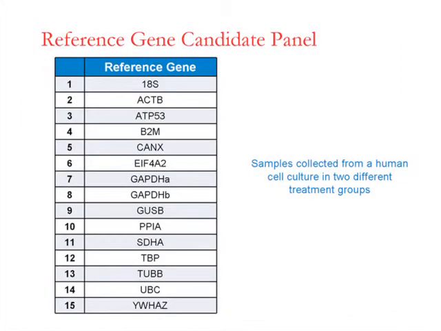Here is a list of reference gene candidates that were evaluated during a workshop that Sigma arranged together with EMBL last year. Samples were collected from a human cell culture in two different treatment groups. I will use this dataset to demonstrate aspects of reference gene validation.